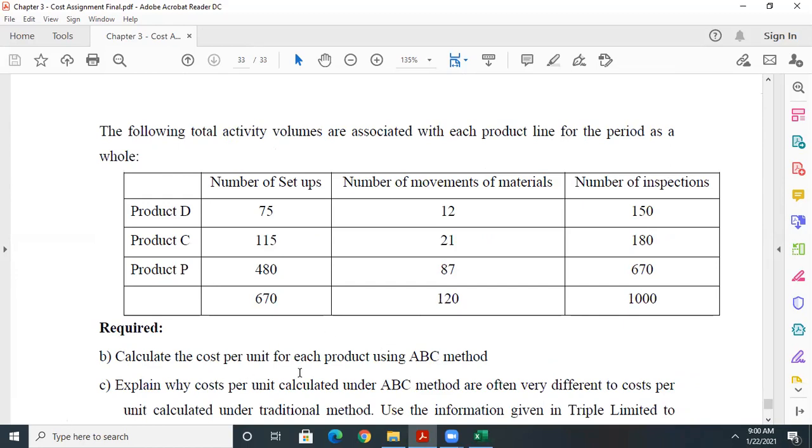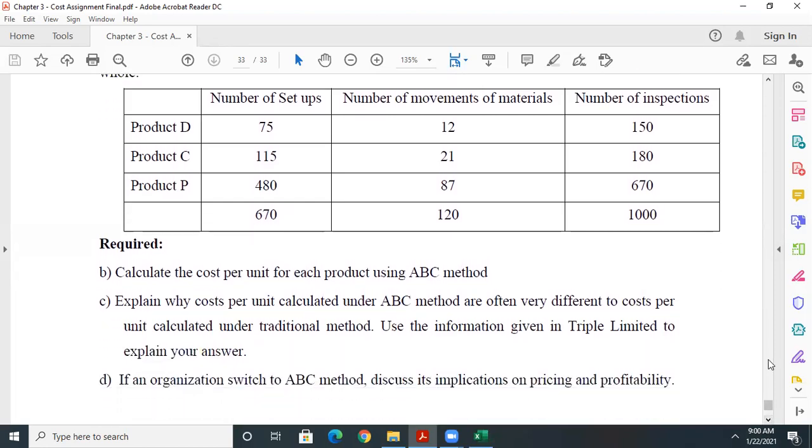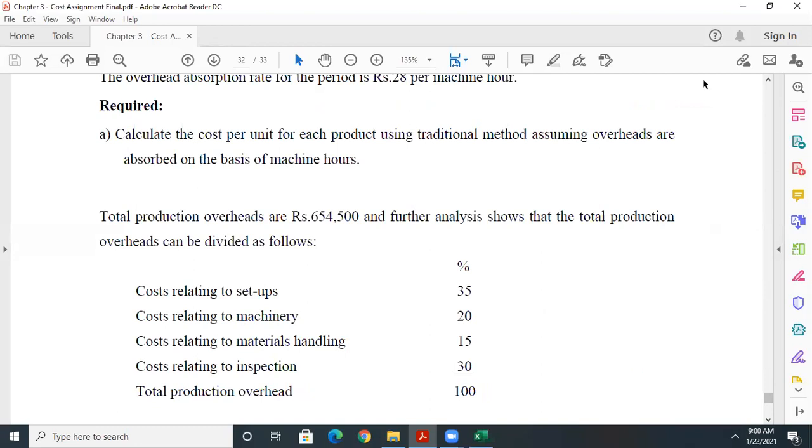Okay, now you are supposed to calculate the product cost using the ABC method. In contrast to what we did under the traditional system, now you've been asked to calculate the cost under ABC. Okay, give it a try.